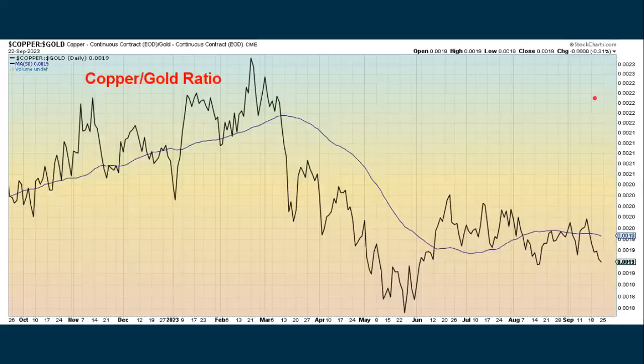We look at copper again and then compare it to gold. When the economy's doing well, copper tends to go up and gold tends to go down. So we keep a ratio chart here where we're pretty much chopping sideways.